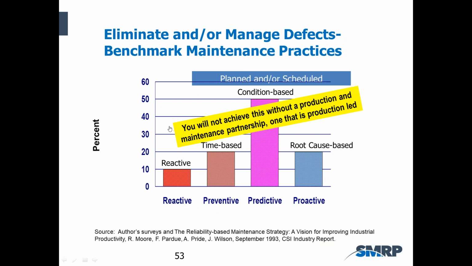Now, one last comment, you will not achieve this level of performance without a production and maintenance partnership, one that is production-led. Well, some of you might think you can. Good luck. I've never seen it. Maybe you'll be the first. But the point here is production and maintenance need to work together to achieve superior performance. And they need to have measures that they share to facilitate that collaboration, that teamwork.